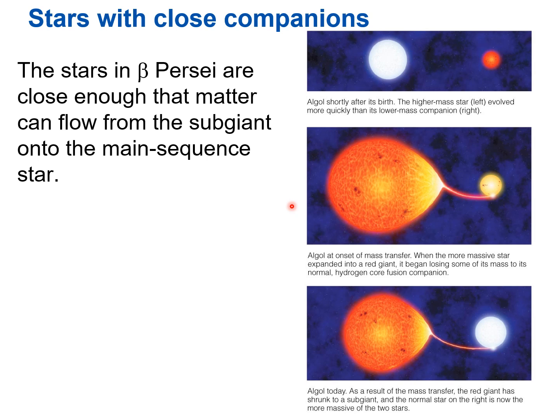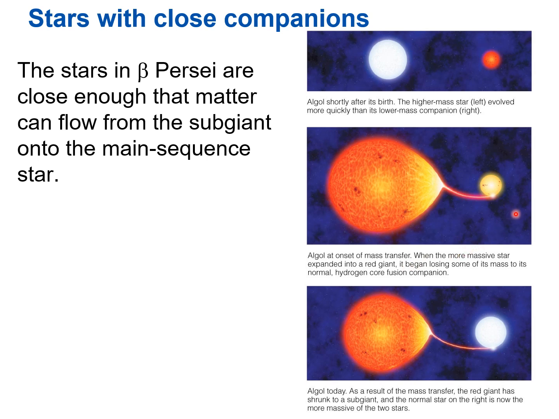All right, so then let's go down to the second picture. The higher mass star on the left grew to become a giant. And let's read the caption here. When the more massive star expanded into a red giant, it began to lose some of its mass to its normal hydrogen core fusion companion. And so this is the idea of mass exchange. The more massive star on the left that's grown to become a giant has grown so large that its outer layers are more gravitationally attracted to the other star than they are to the star that they belong to. So those outer layers start to move on over to the star to the right.